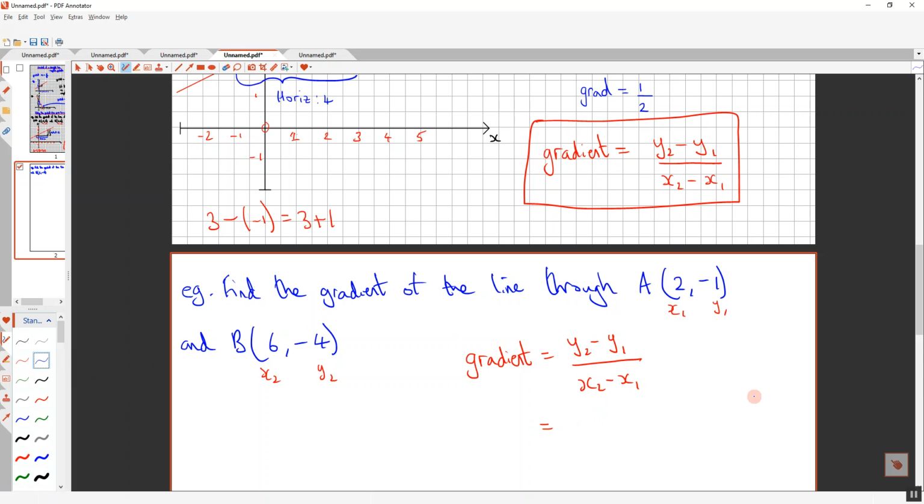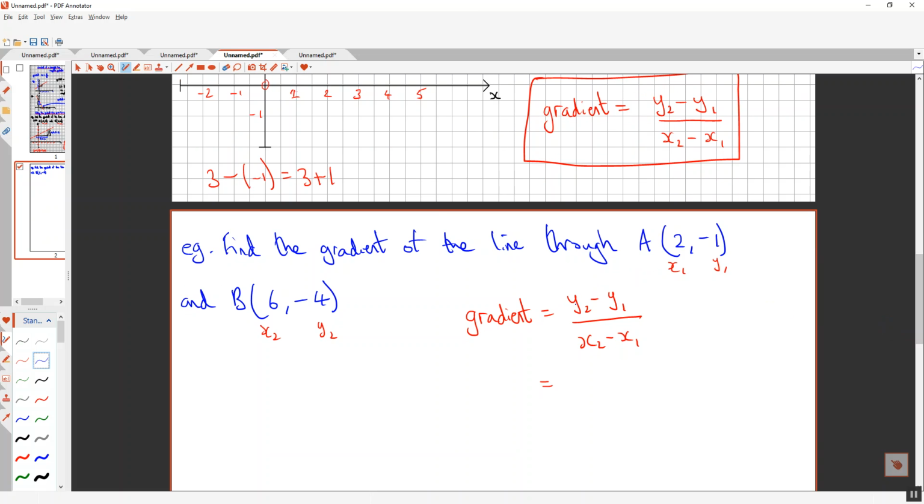So let's see. The gradient is, okay, what's our value of y2? Our value of y2 is -4. And the formula says we subtract y1. So what's our value of y1? Our value of y1 is -1. All right, what's our value of x2? So x2 is, yep, this one. So x2 is 6.